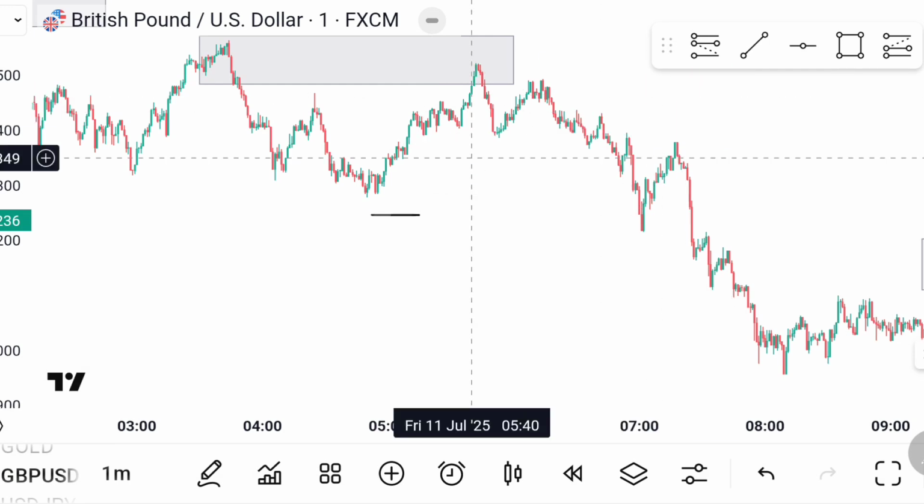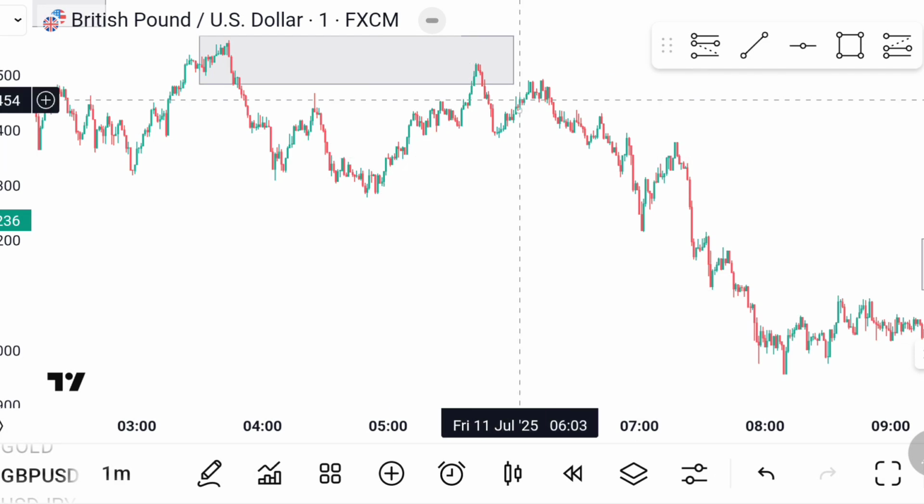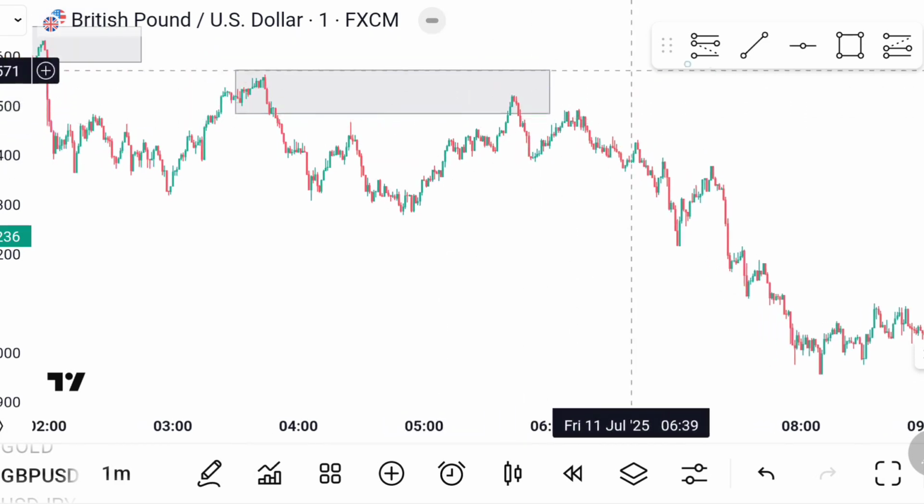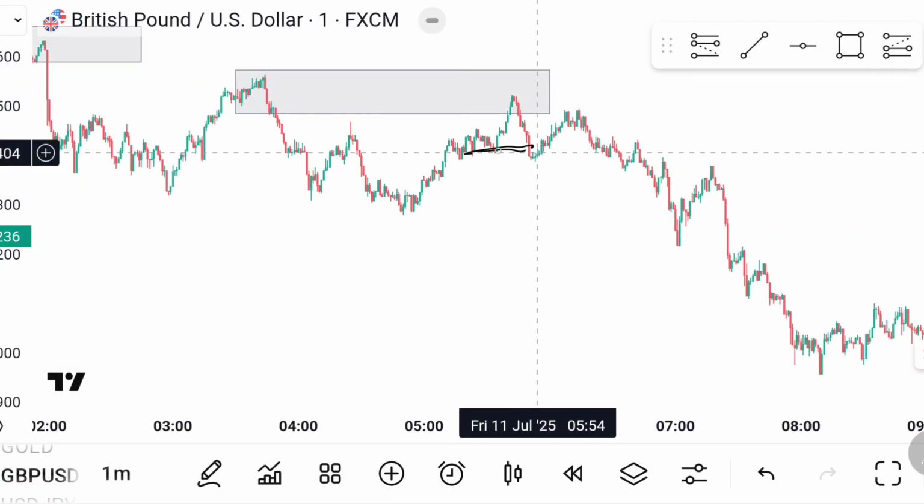Another way you can enter this trade: the market was making higher highs and higher lows. At this point, the market broke structure here. The market gave us our change of character right there. As it gave us a change of character, the market returned to the order block that gave us the change of character. This is going to be our stop loss right there. And so you ride the market, you enter here.